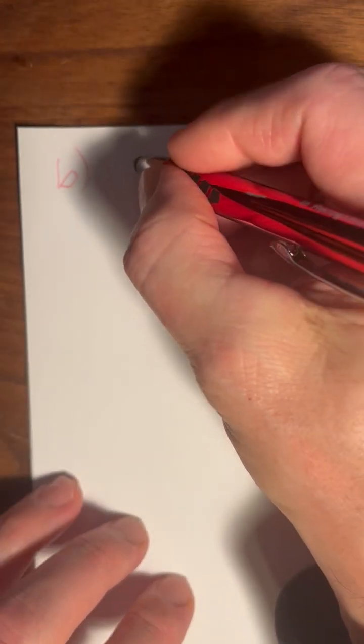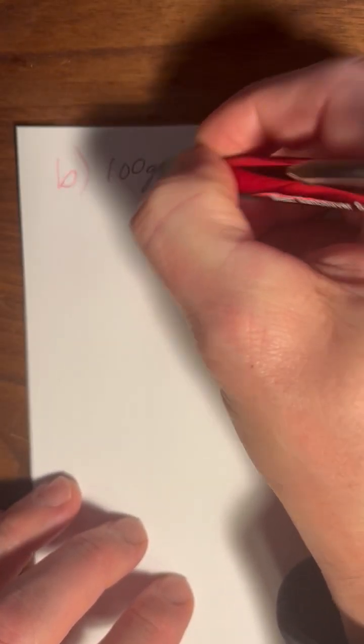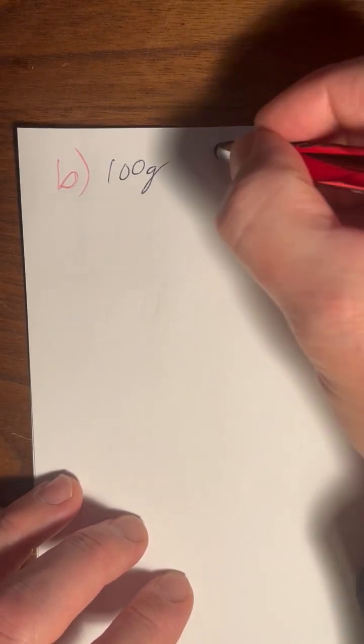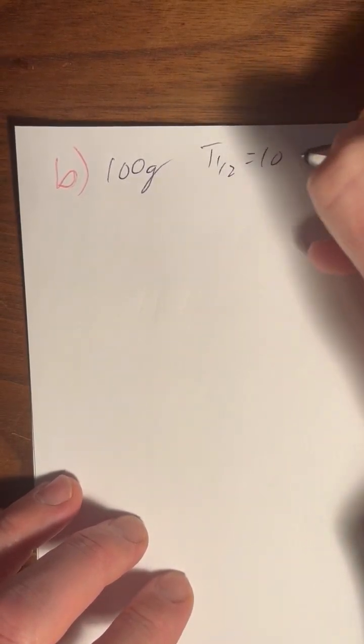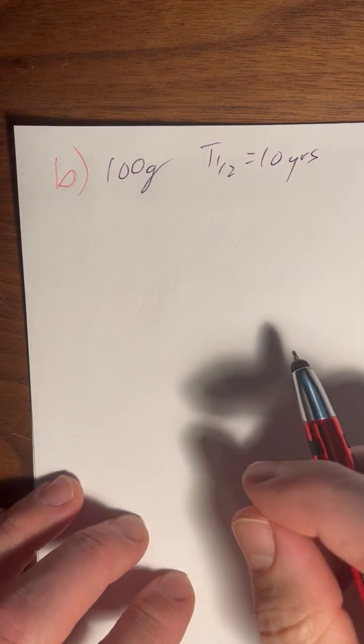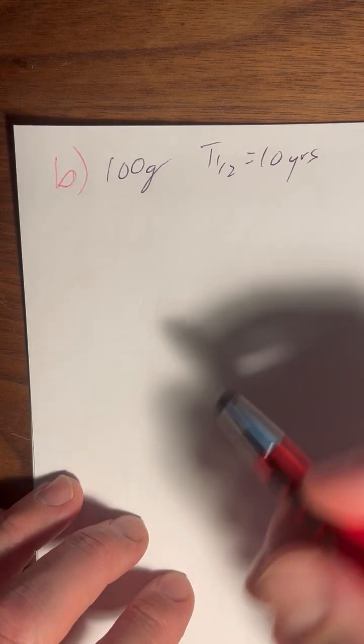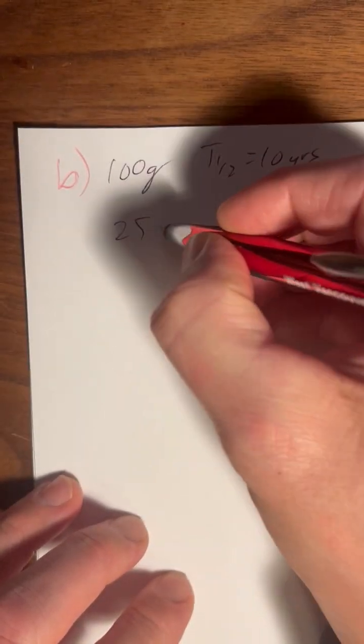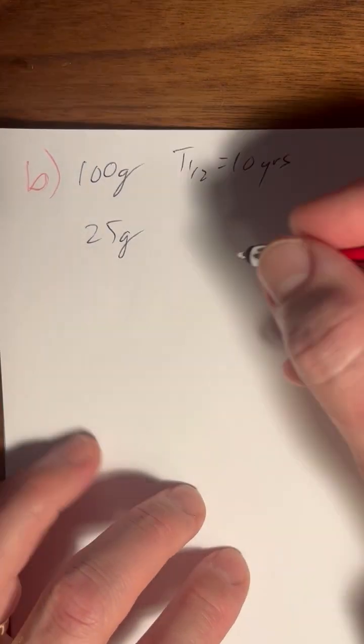Chatbot. Okay, so part B said, how much of the substance remains after 20 years? This is actually a super easy question, right? You have 100 grams, and the half-life is 10 years. So if we have two half-lives, you're going to go down to 50, and then down to 25. So the answer here is 25 grams. But it's a very simple problem.